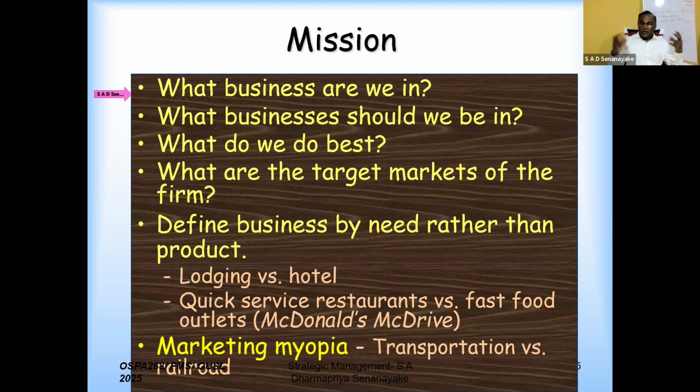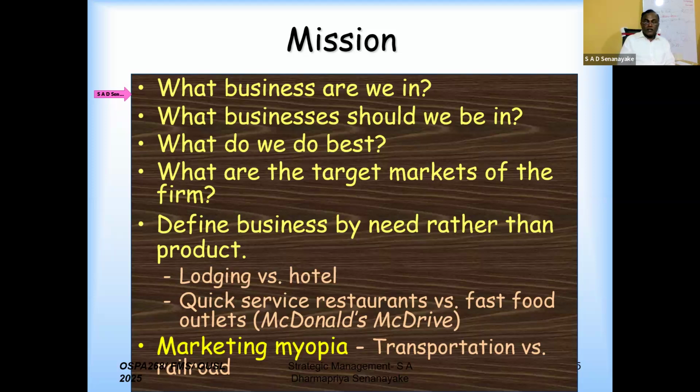So there are certain companies doing this and that, and whatever they see or feel is going to be profit making, they go by. It's not strategic management. So we have to address what we do best. Next is what are the strategic markets? What are the target markets of the firm?